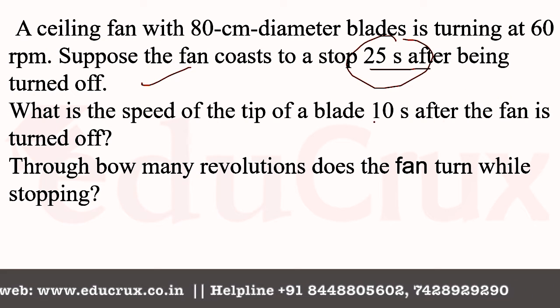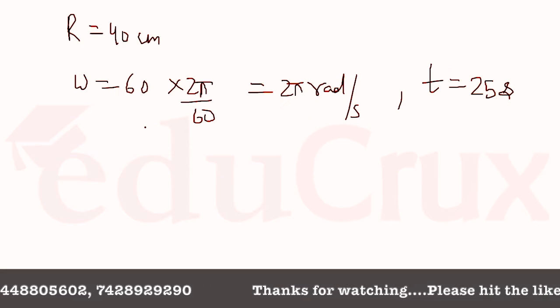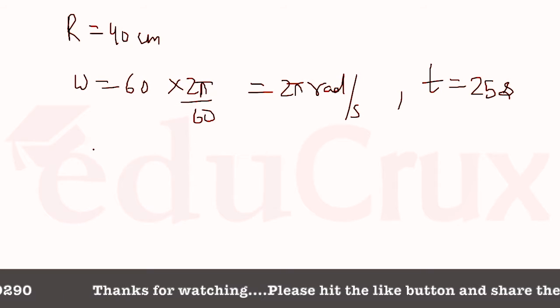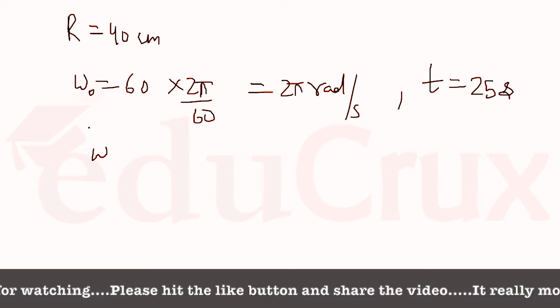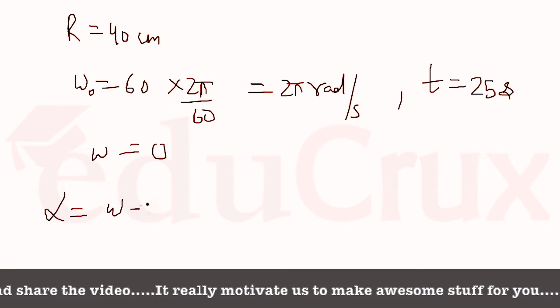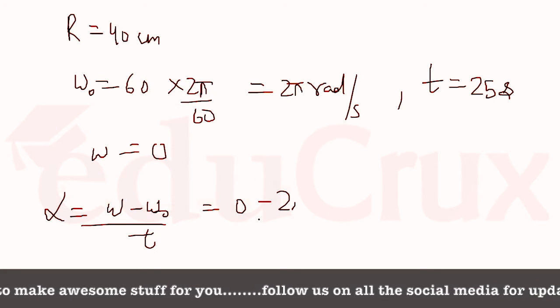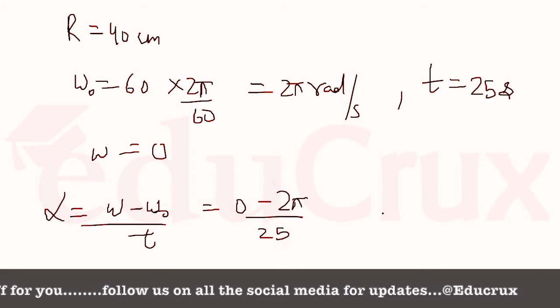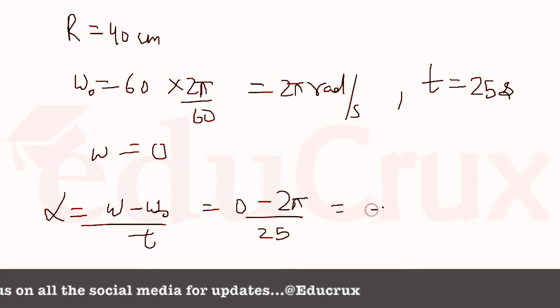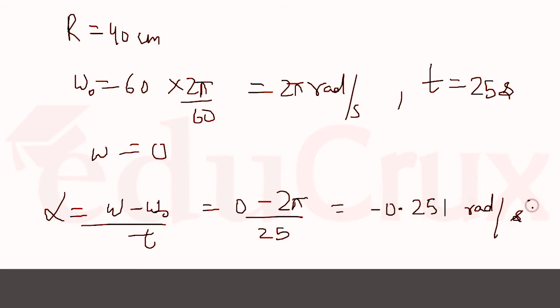What is the speed of the tip of the blade 10 seconds after the fan is turned off? Of course there will be some deceleration. So our omega final, we write omega naught, and omega is 0. So alpha, the angular acceleration, is equal to 0 minus 2 pi divided by 25. When we calculate this, it will come out as 0.251 radians per second square. So this is our alpha.